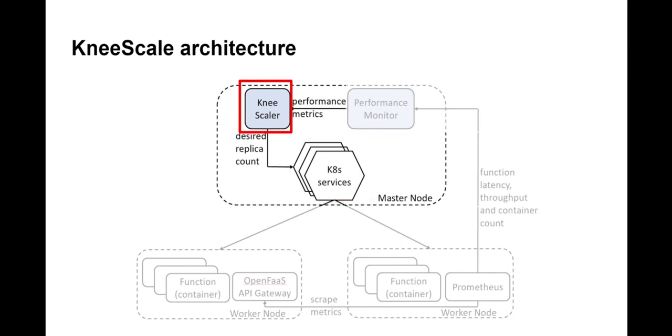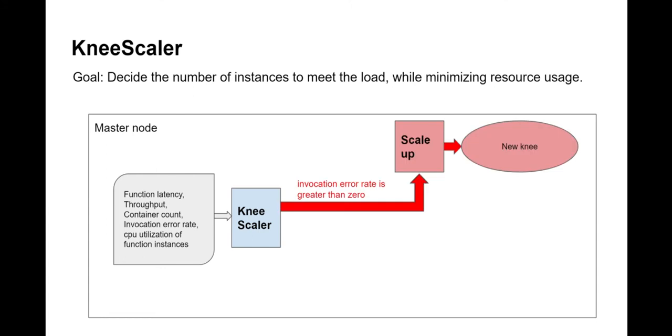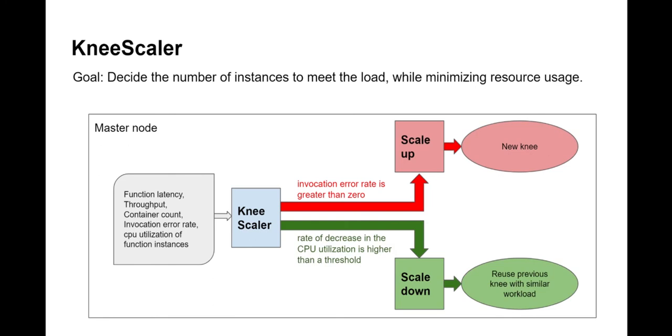Then let's talk about how does the KneeScaler work in detail. The KneeScaler component is invoked conservatively when the invocation error rate is greater than 0, indicating the need to scale up, or when the rate of decrease in the CPU utilization is higher than a threshold, indicating the need to scale down. In order to handle dynamic workload efficiently, the KneeScaler reuses previously detected knee values under similar workload conditions.